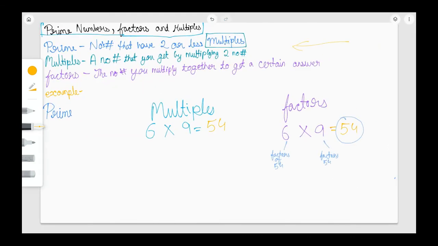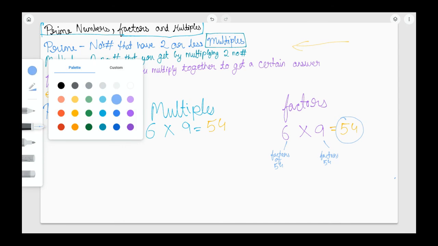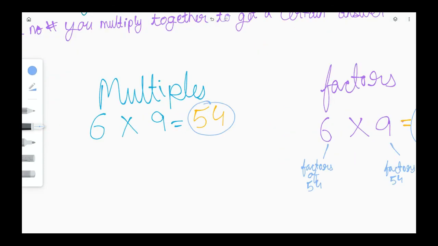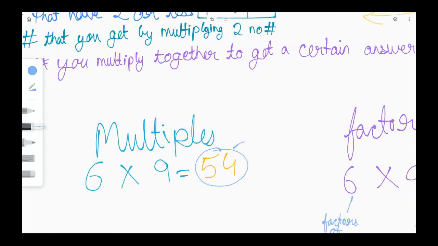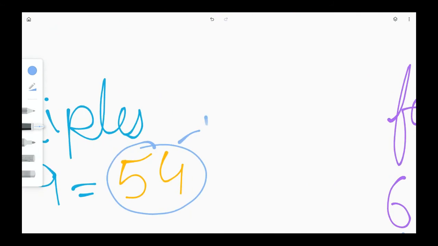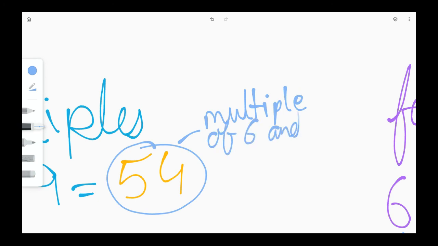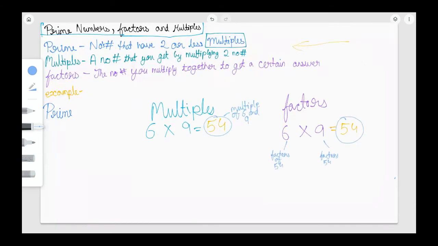54. Now, we know that 6 and 9 are factors of 54. And multiple means a number that you can get by multiplying two numbers. And when you multiply two numbers, you get an answer, or product. So our product here is 54. So that means 54 is a multiple. Okay, let's write this down. Multiple of 6 and 9.